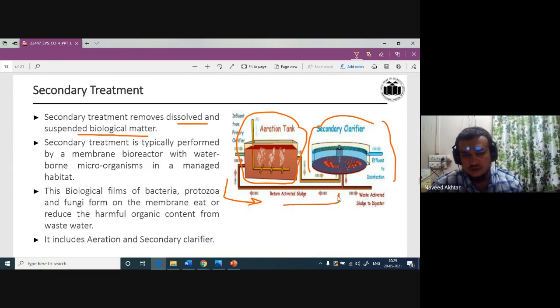And again from the activated sludge process, the somehow treated water is sent to the secondary clarifier, and the overflow effluent will be sent for the tertiary treatment, and the waste in the form of sludge is sent to the sludge digester. So this is the secondary treatment process.